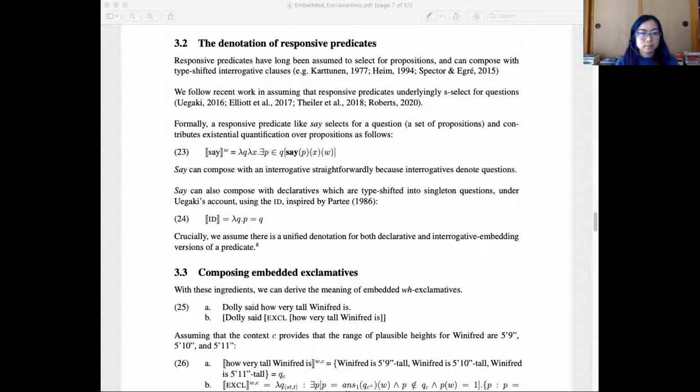So under this view, say composes with interrogatives very straightforwardly because interrogatives denote questions. But say can also compose with declaratives, which are type shifted into singleton questions following Uegaki using the operator ID, which takes a proposition and returns the set containing just that proposition. And crucially, we assume that there is a unified denotation for declarative and interrogative embedding uses of the same predicate.